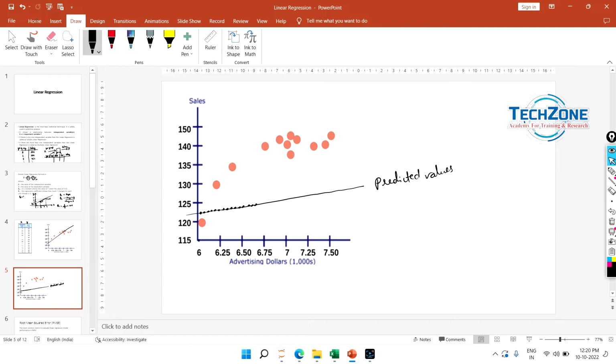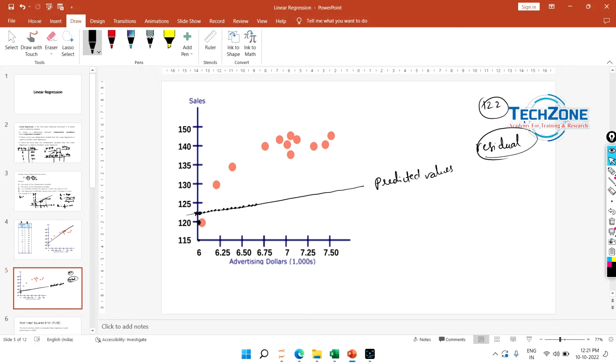When we are spending $6,000, the actual sale was how much? 120, but our model is predicting that it should be around 122 or 123. Let us take 122. I wrote that 122 here. So there is a slight error. That is called a residual.